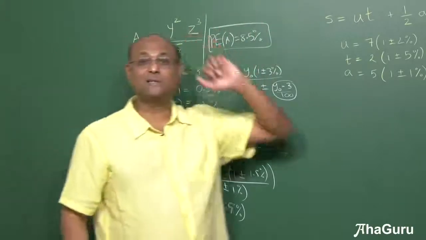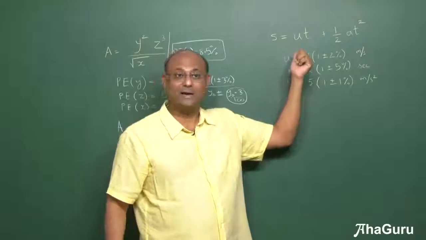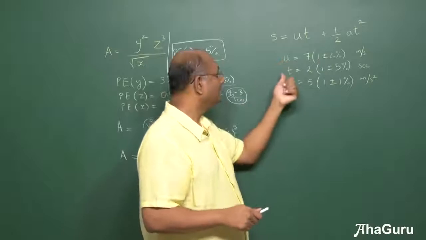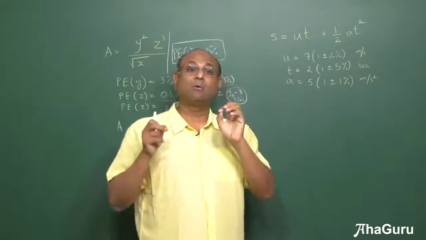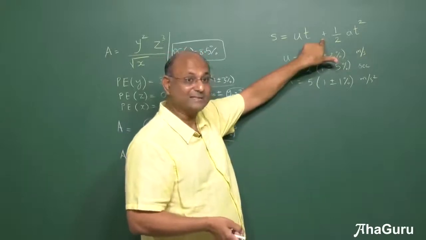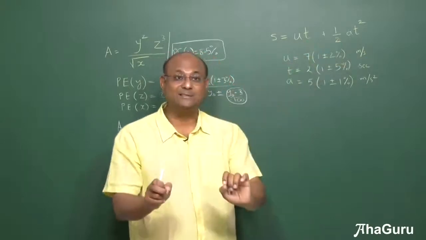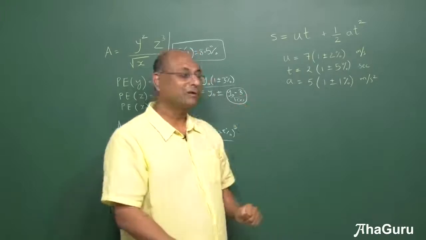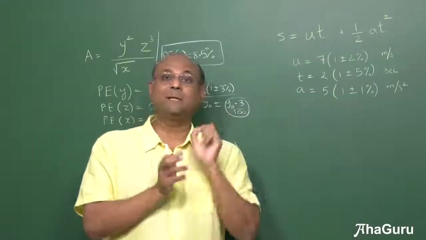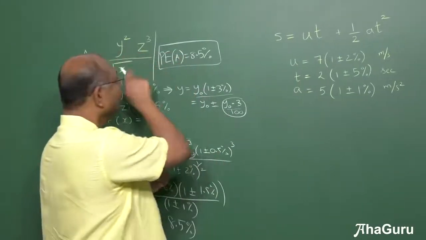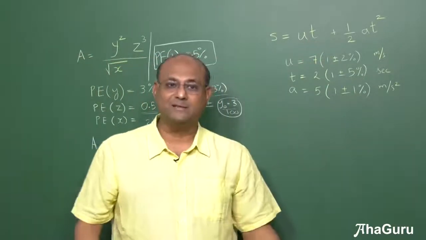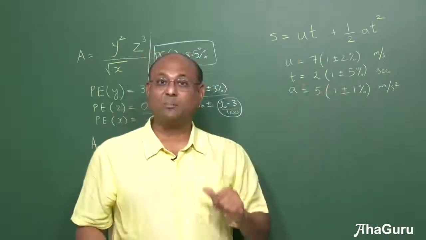Now here is a question, which is a very easy formula, you know, right? Displacement is ut plus half a t square. Now I've got u with some value, t with some value, a with some value. I want the percentage error in s. Unfortunately, because there is a plus, you can't add percentage errors. You can only add absolute errors. You can't even add relative errors. When you're multiplying, that means you are adding up the percentage errors. In multiplication, you are adding up the percentage errors. But when you're doing addition, you can only add up the absolute errors. You can't add relative or percentage errors.